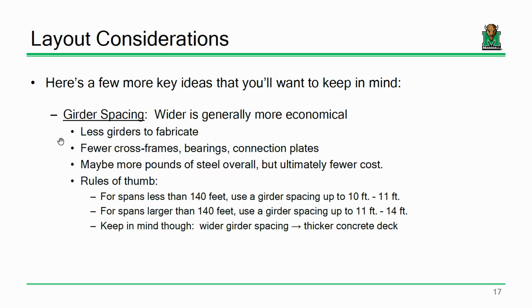All right. A rule of thumb for girder spacing is that if you have spans less than around 140 feet, you probably need to be using around 10 to 11 foot girder spacing. I think that's pretty reasonable. Depending upon the width of your bridge, that might get reduced a bit, but that should be pretty reasonable.